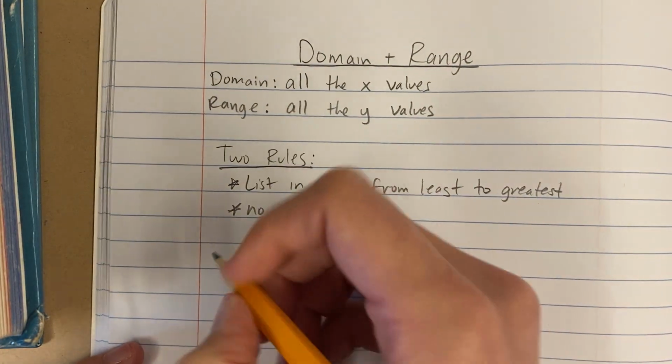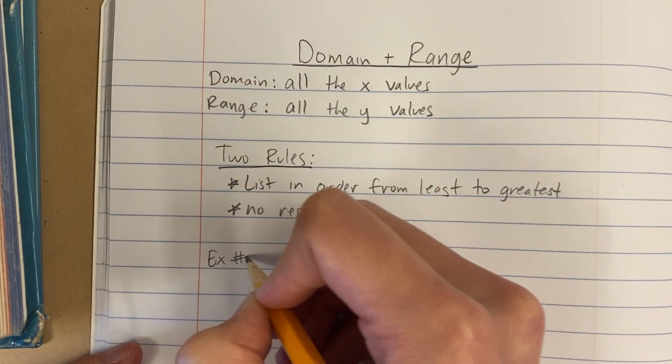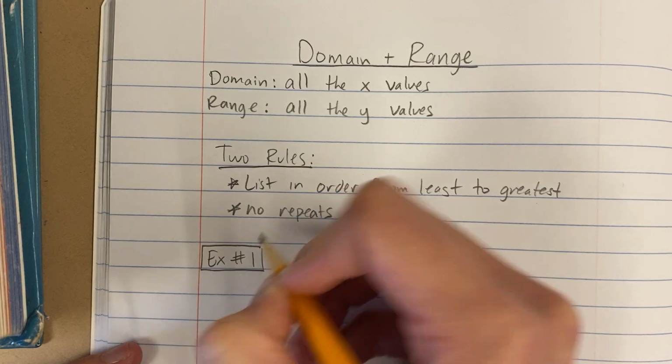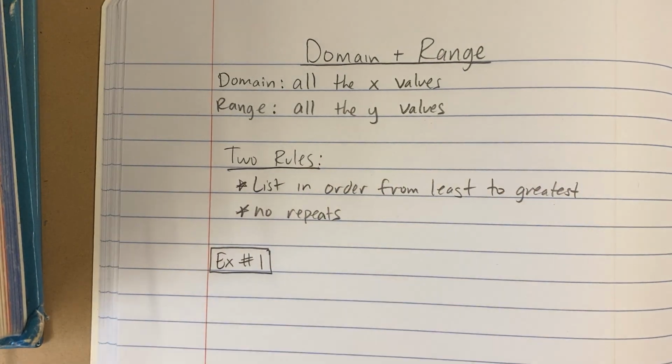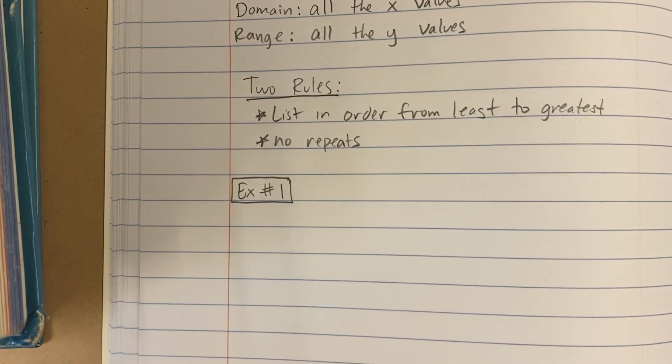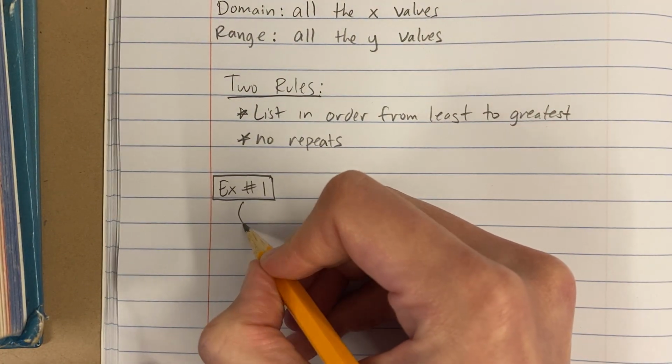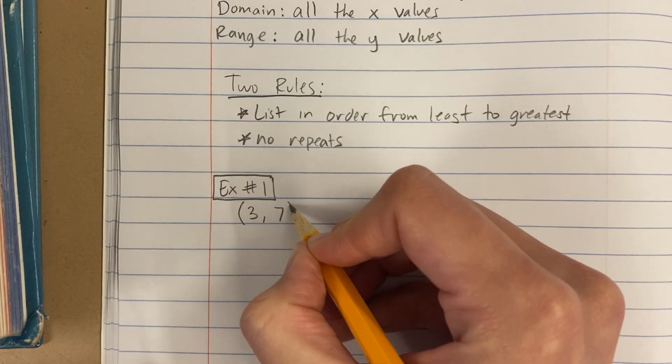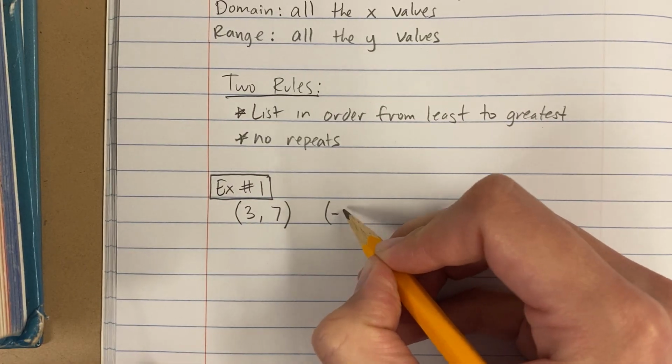Okay, so let me show you an example of this. So here's example number 1. We're going to see this in both graphs and in sets of points. We can also do domain and range from tables and different things, but pretty much if you can do it with points, you can kind of do it with everything else. Okay, so here is a set of points.